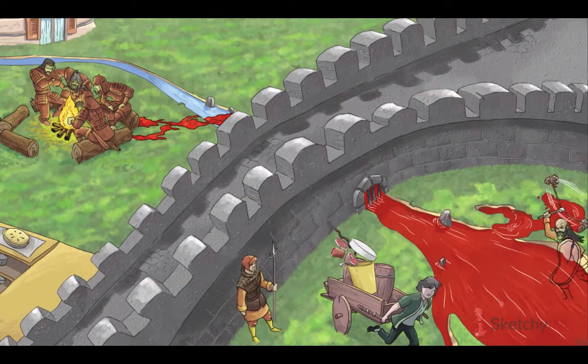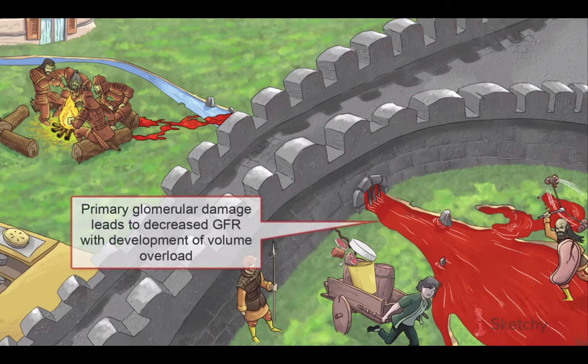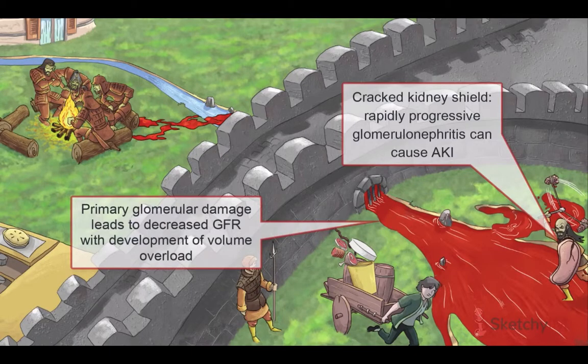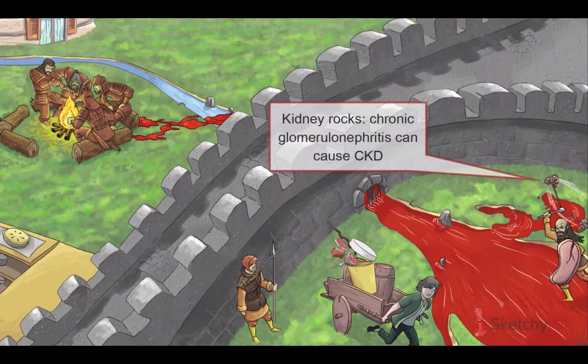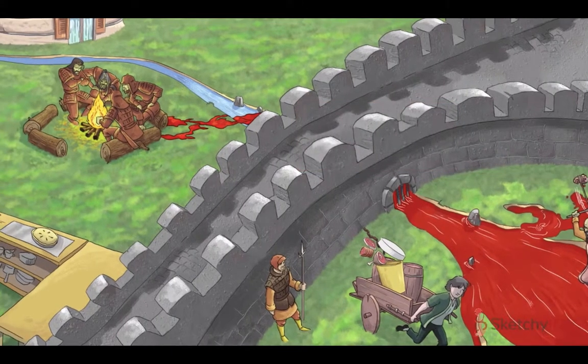Renal impairment is common. More rapidly progressive forms of glomerulonephritis can cause AKI, which we always symbolize with a cracked kidney. Alternatively, a chronic glomerulonephritis can cause a progressive decline in GFR, a hallmark of chronic kidney disease. So we've also included a couple of chronically shriveled rock-like kidneys. We'll get to the clinical manifestations in a bit.